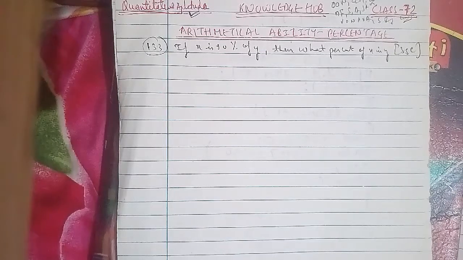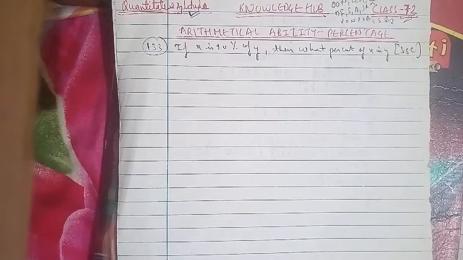Let's go ahead with the options here. The options we have are 90%, 101 upon 9%, which is a mixed fraction, 111 upon 9%, and then 190%. On the same basis we go ahead.